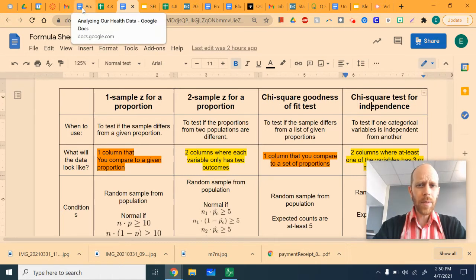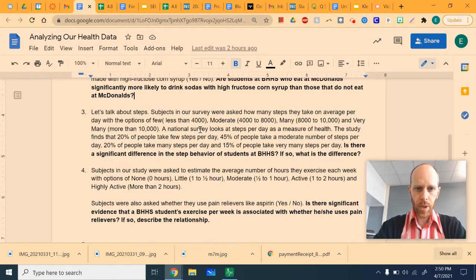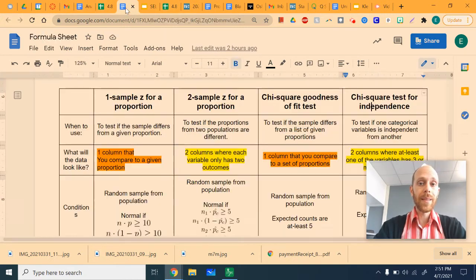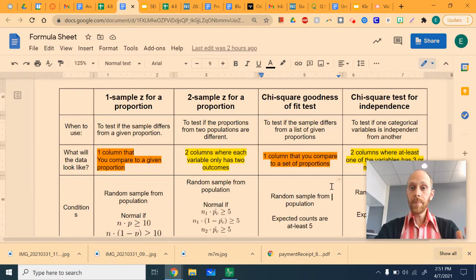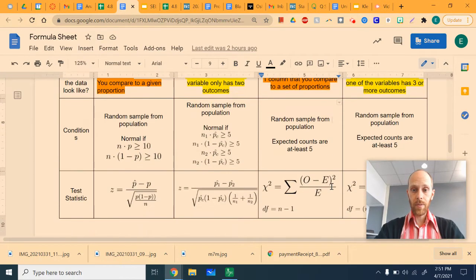If you look at this problem, you see that it gives us a whole bunch of proportions. It gives us the proportion for people that take few steps, the proportion for those that take a moderate number, the proportion for those that take many, and the proportion that take very many, right? So 1, 2, 3, 4 proportions. That means that we have a set of proportions rather than just one, and this is going to be a chi-square goodness of fit test.